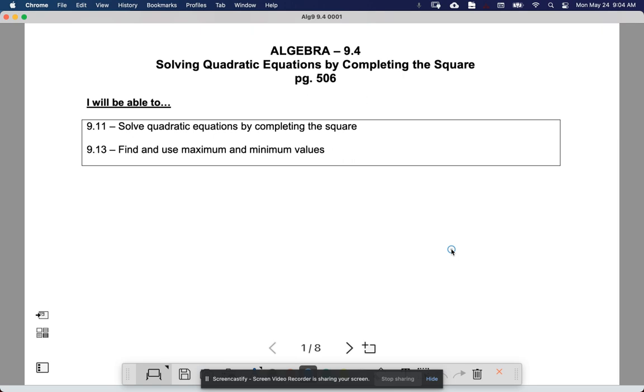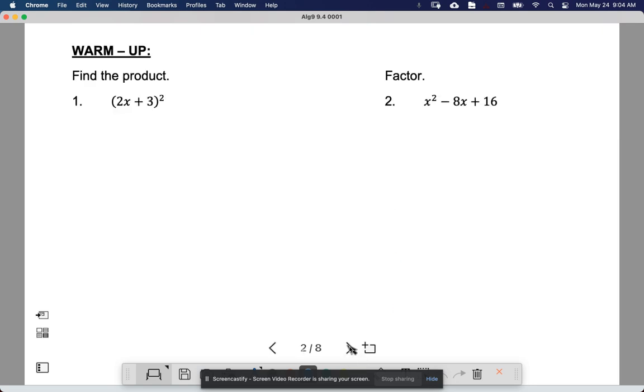So here, we're working on solving quadratic equations by completing the square, obviously, and finding and using the maximum and minimum values there. So a couple warm-up questions here for you to get you started here.